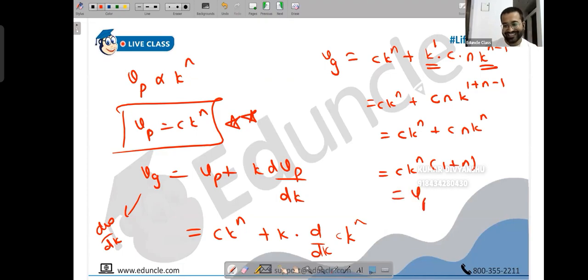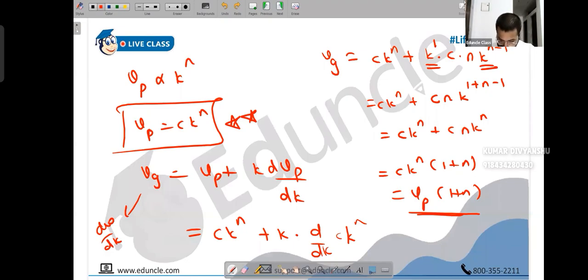Outstanding. Okay. In the exam, by any chance, if they give you this problem, that Vp is proportional to k raised to 7, you are going to save your 2-3 minutes, people. Answer will be 8. Answer will be 8. Okay. You will save your 2-3 minutes easily. Outstanding. Nice. Tell me if you have any questions, please. Don't hesitate.